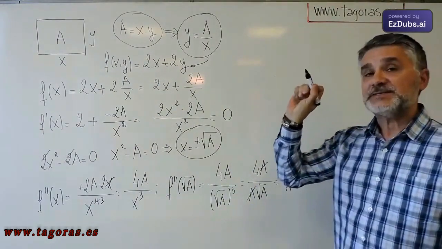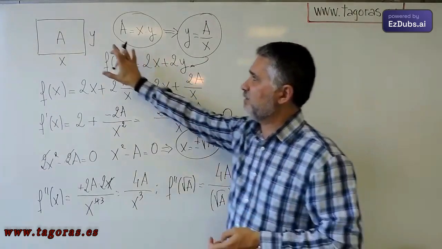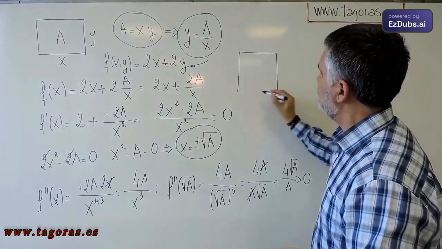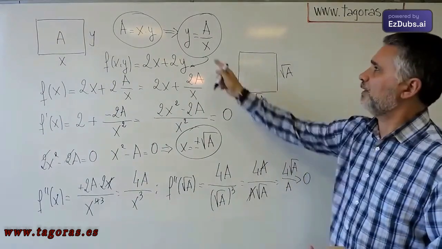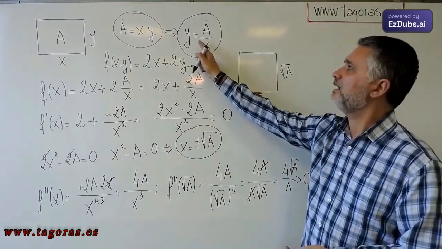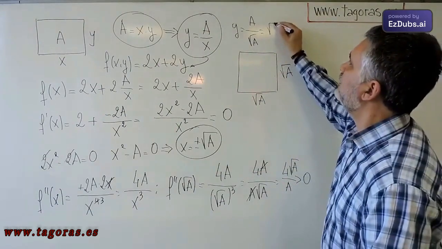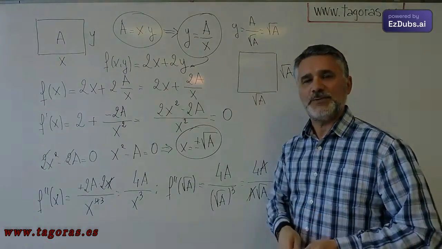They ask us for the measurements of the field. Let us remember that they do not ask us for anything else, but the measurements of the field. Therefore I have to give the answer that the field, or the enclosure, or the rectangle, is a square with side the root of a. Because if x is the root of a, then y would be equal to the root of a, which simplifies to the root of a. And up to this point we would have the problem solved. The problem is solved.